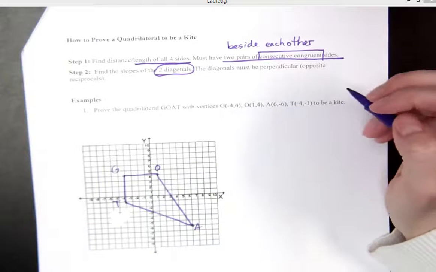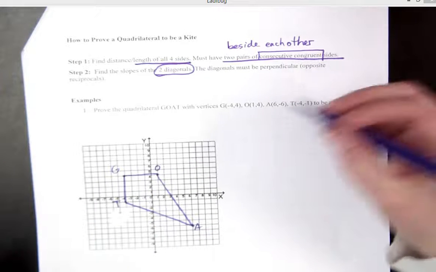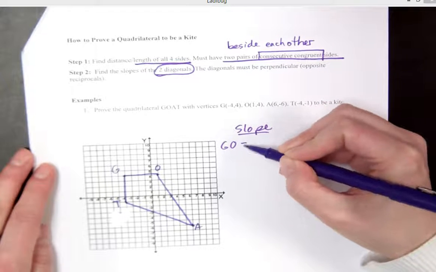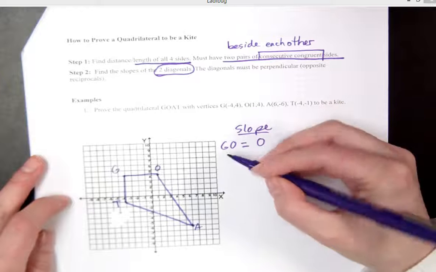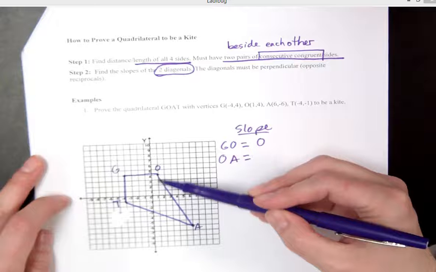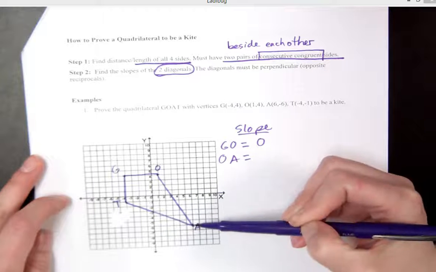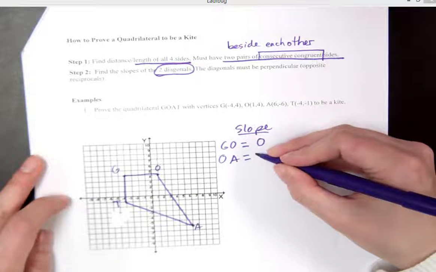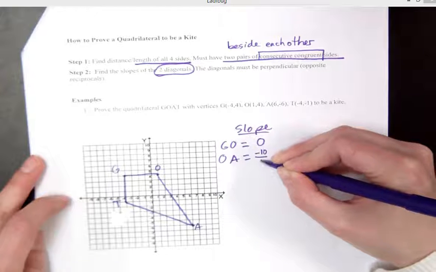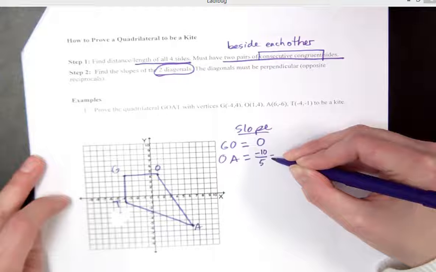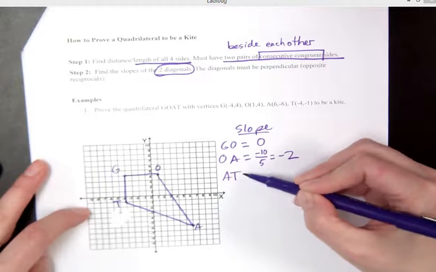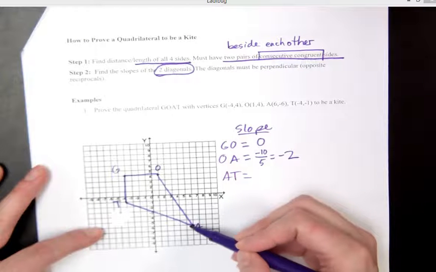Our next step, who remembers what the next step is? Slope and distances. So we're going to find our four slopes. So GO, what do we call slope when it's straight across? 0. OA, who wants to count that for me? And negative 10 over 5. Did I count that right? You guys can answer my questions. What is negative 10 over 5 reduced to? Negative 2.